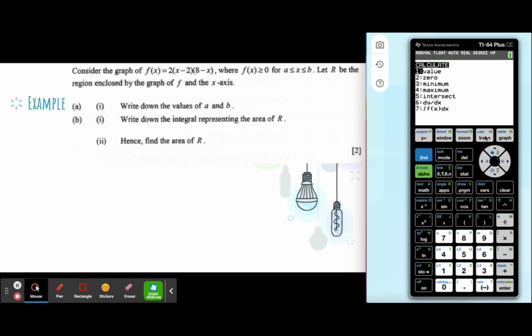So we can go second function trace, zeros, and then we have to go to the left of our zero, right? And to the right of our zero. And the first zero is going to be at 2. And then we find the other one. So we go to the left of the second zero, and then to the right, and then we can guess, and we get that our second zero is at 8. So this means that I'm looking for the area between 2 and 8.